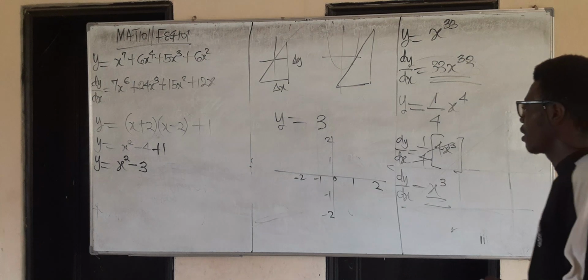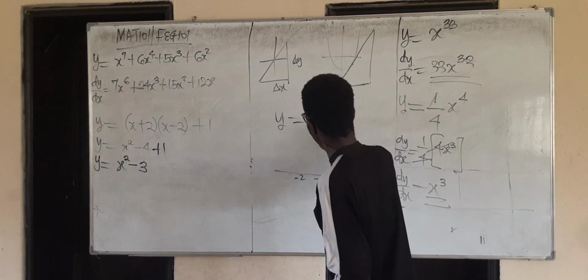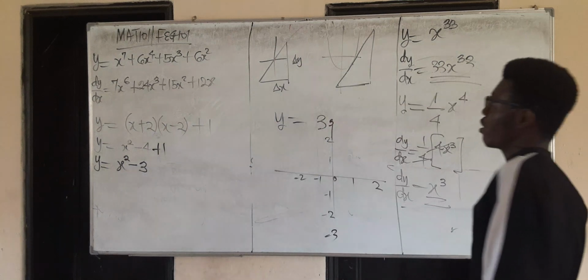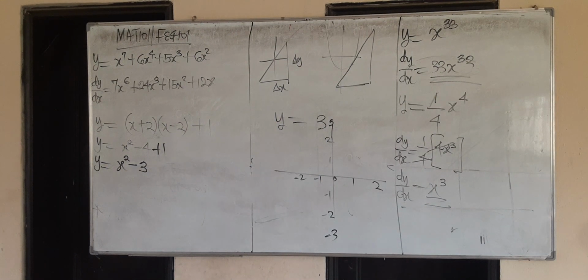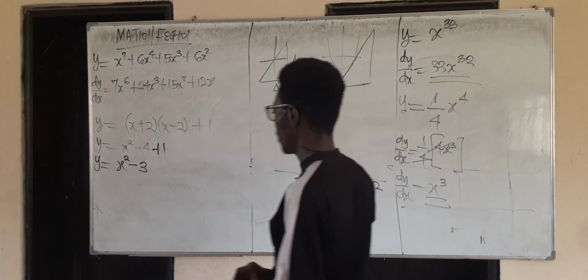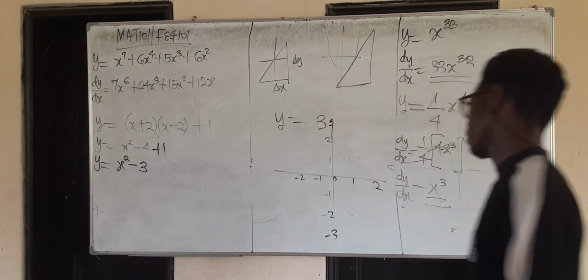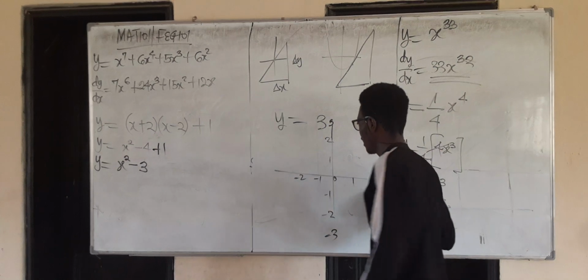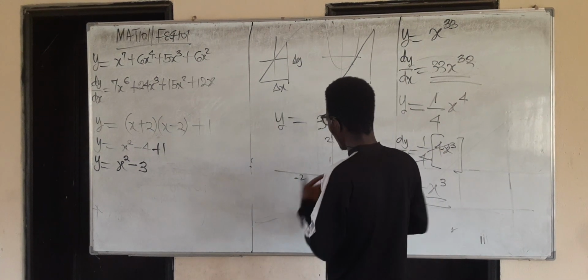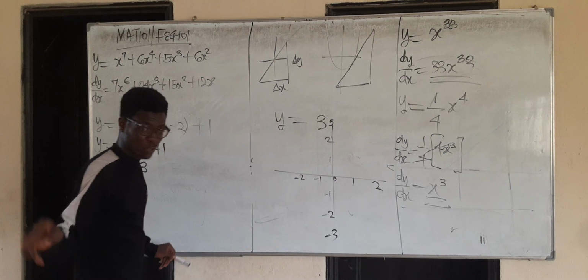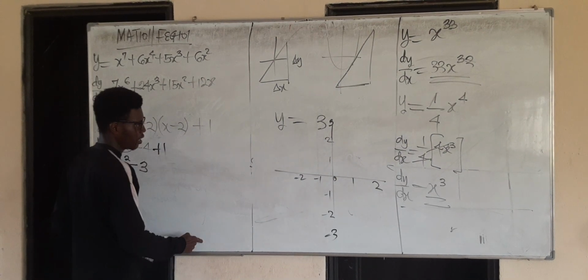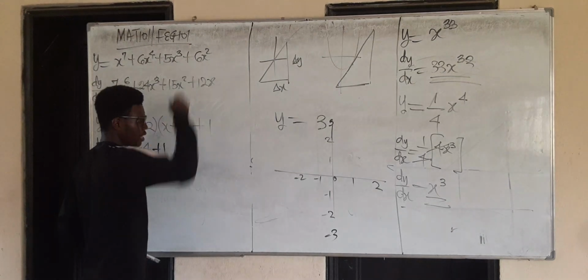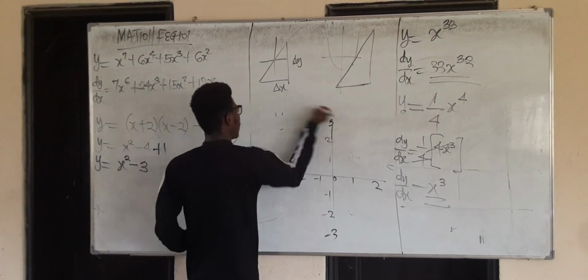Y is equal to 3. Okay, let me have my 3 here and then minus 3 here. Where is it going to be? Yeah, y is equal to 3. From the positive side. Which positive side? Is it this side? No. This side? Yes. Okay, come and show me how the graph will be. Is it this way or this way? This way. No. This way. Yes. That's not true.